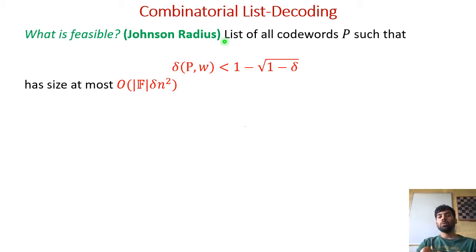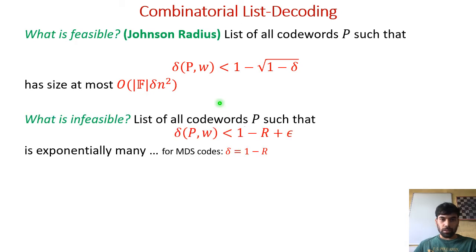And this is a purely combinatorial argument, but at least we can hope to algorithmically do something about it, since we a priori know that the list is small. On the other hand, if we try to extend this ball beyond 1 minus rate, or in case of MDS codes, where 1 minus rate is the distance, or these codes meet the Singleton bound, if we try to extend this ball around w to be more than delta plus epsilon, then we have no hope of doing anything, since there will be centers around which this ball will contain exponentially many codewords.